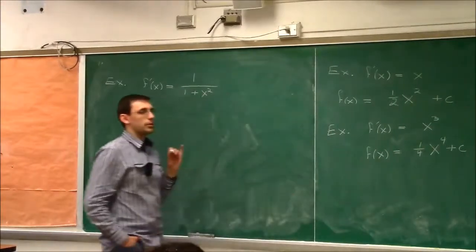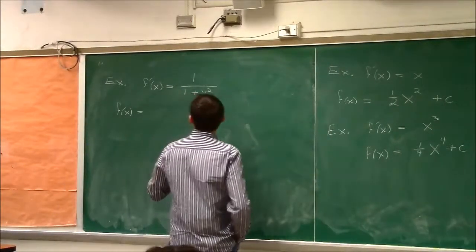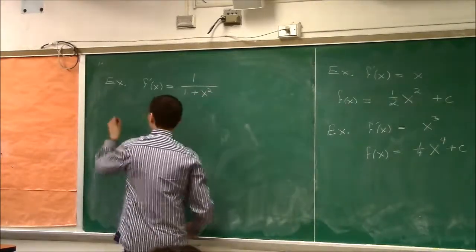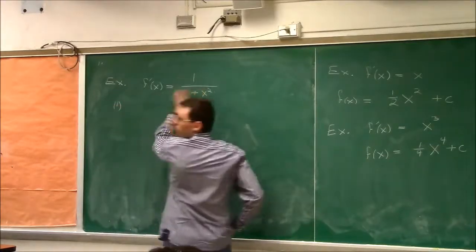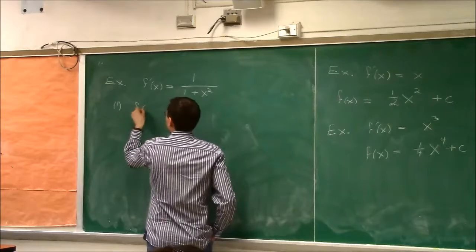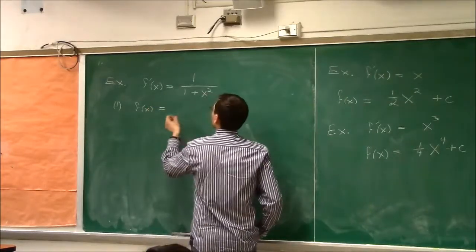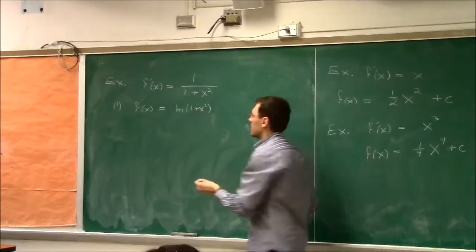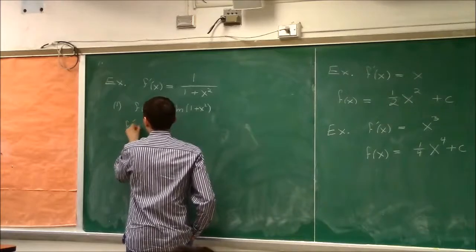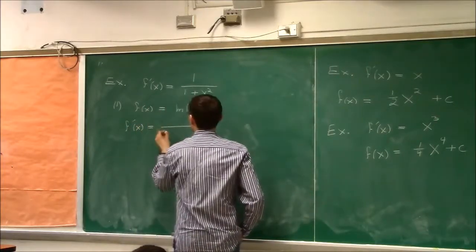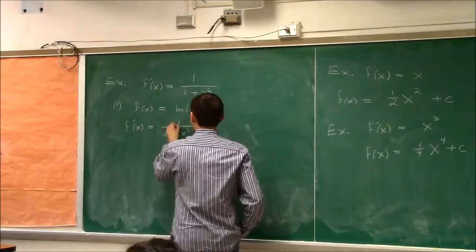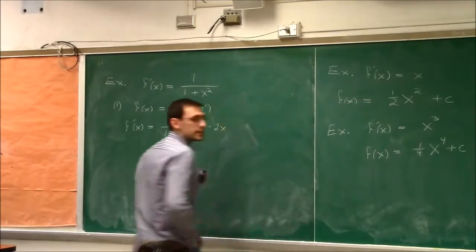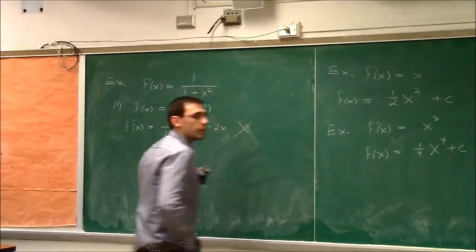That is a nice attempt, but no. It would be wrong. You can verify by chain rule. So let's see. One person is saying, because it's 1 over something, maybe f of x is equal to ln of 1 plus x squared. Let's verify if that is so. What's the derivative? The derivative is 1 over 1 plus x squared. Fine. But times the derivative of the inside by chain rule, times 2x. So the answer is no.